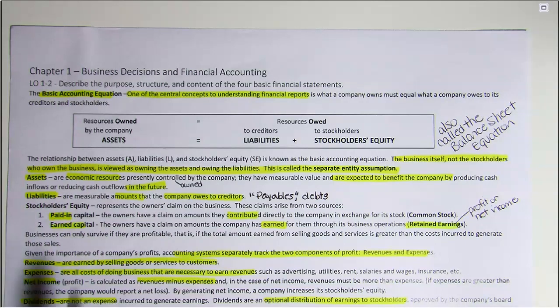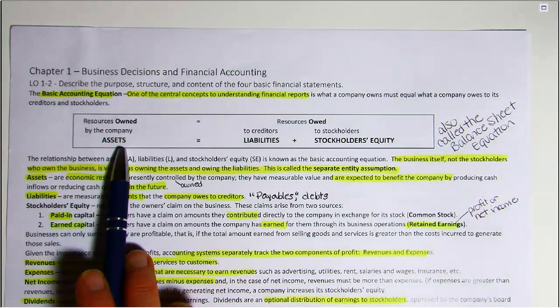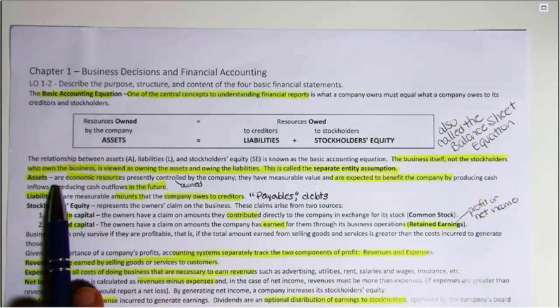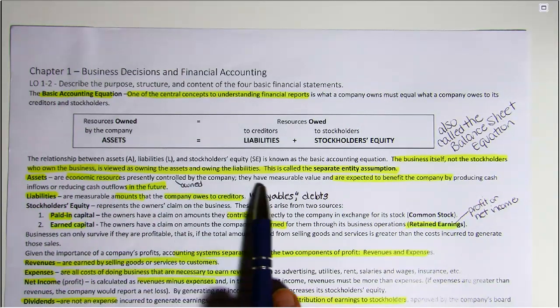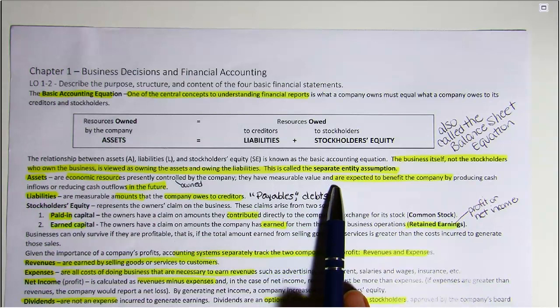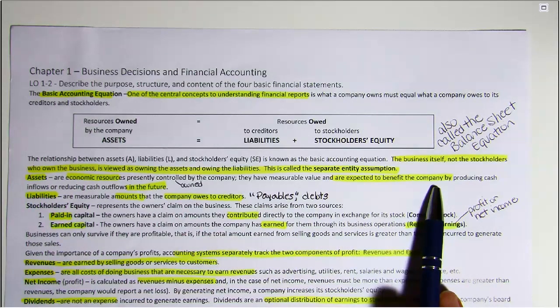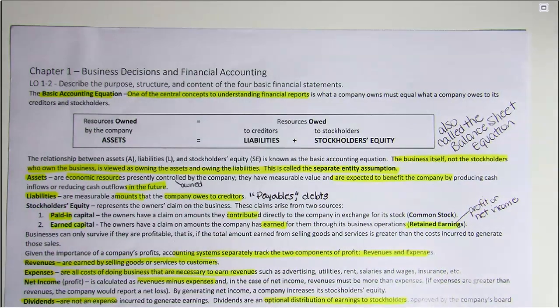Okay, so let's start with the first element of the accounting equation, and that's assets. Now, this is a pretty big definition, and it's a little confusing. It says assets are economic resources presently controlled by the company. They have measurable value and are expected to benefit the company by producing cash inflows or reducing cash outflows in the future. Let's make it a little bit more simple.